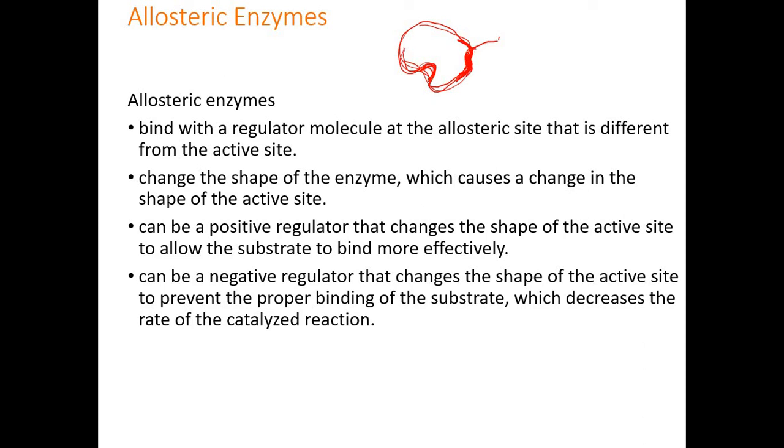So what happens is that once that regulator molecule binds to this allosteric site, it could change the shape of the enzyme, and so it will also change the conformation of this active site. Okay, and it could be a positive regulator, meaning it could change the shape of the active site such that the enzyme becomes more active, or it could be a negative regulator such that the shape of the active site changes so it does not activate as well, to lessen the activity.